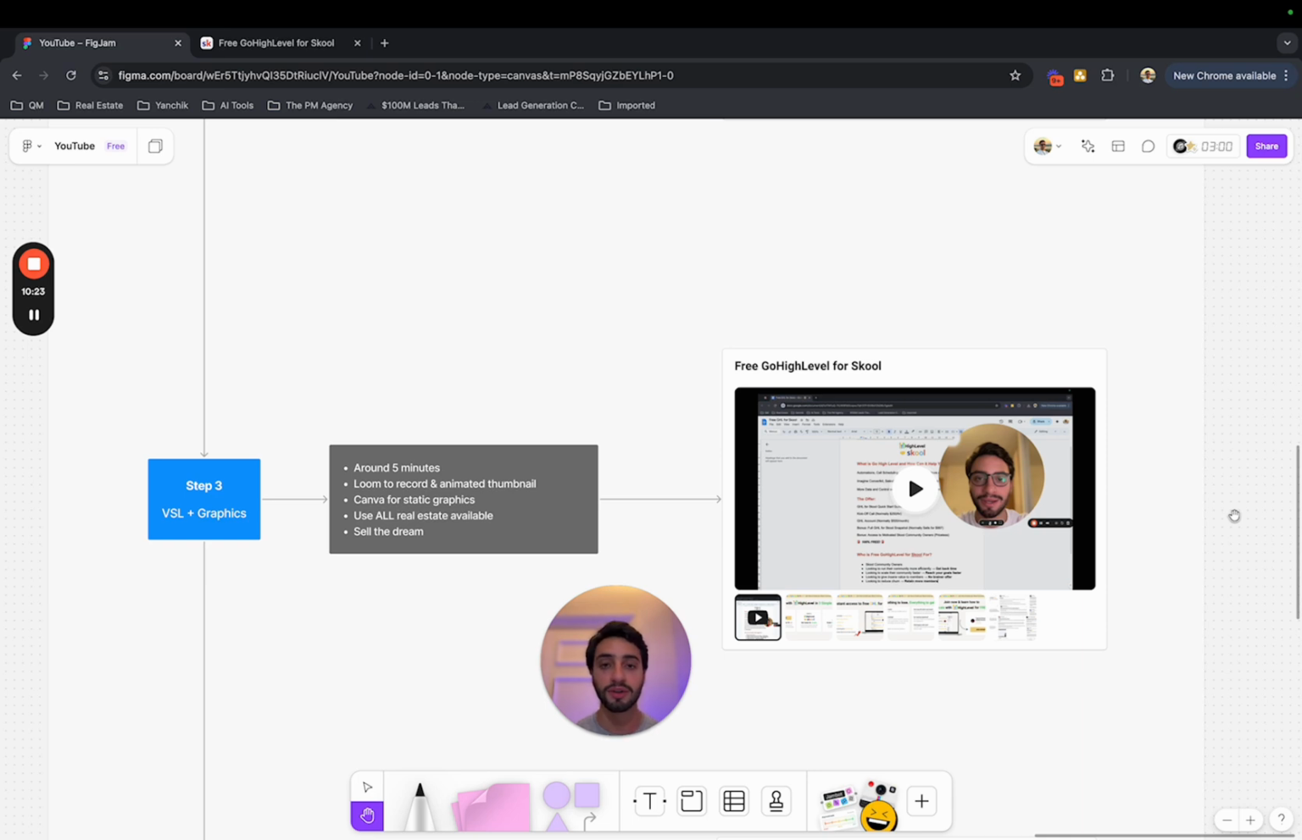After you've made your VSL, you'll still have some real estate that you can use up. And I would highly recommend that you use up every single piece of real estate. So what you're going to do is head on over to Canva. It's completely free.